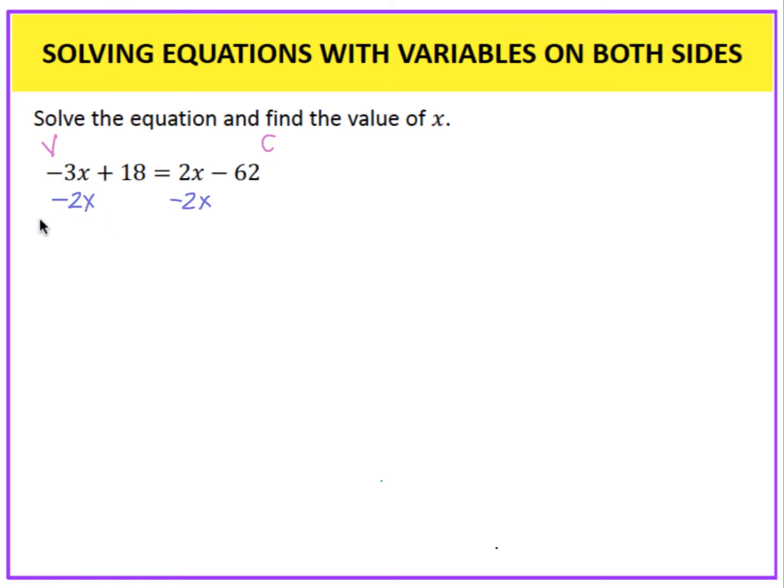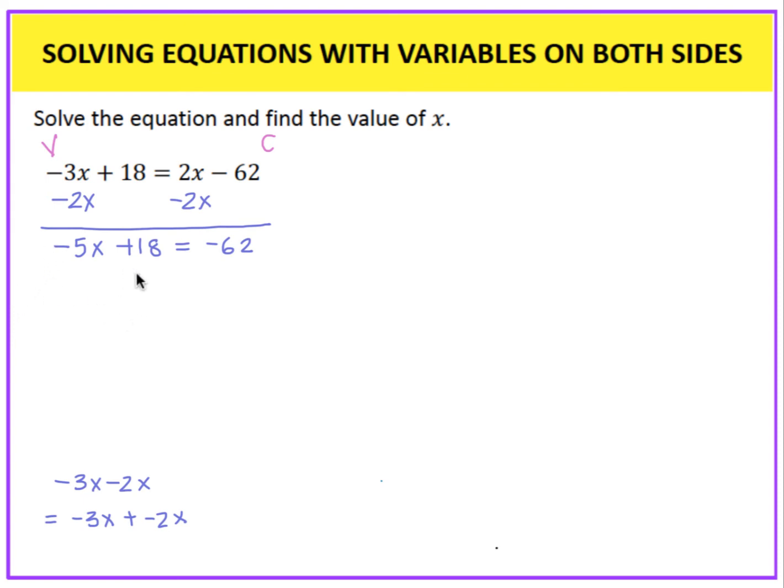Now just be careful, this is negative 3x minus 2x. So you have negative 3x minus 2x. Remember, negative 3x minus 2x is like saying negative 3x plus negative 2x, and that is negative 5x. So we have negative 5x plus 18 equals negative 62.